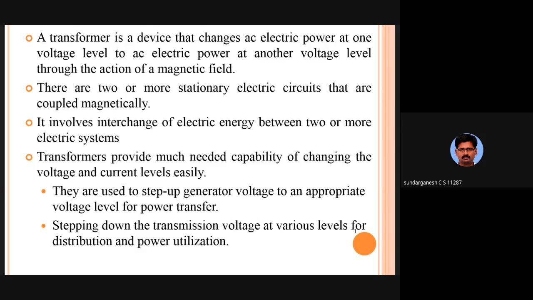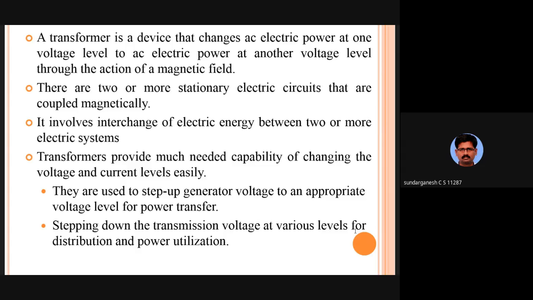These transformers are used for changing the voltage and current levels easily. If you are changing the voltage level from one point to another point, automatically the current level also changes, because the power in a circuit is constant. If voltage level increases, current level decreases. If voltage level decreases, current level increases. So transformers are very much needed, as they easily change the voltage and current levels.